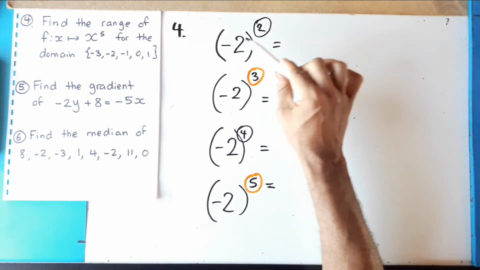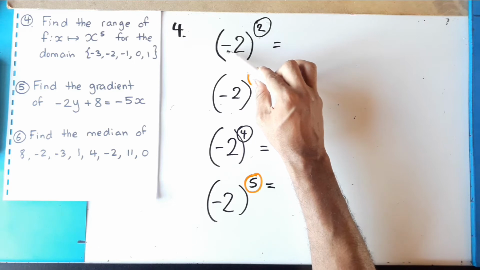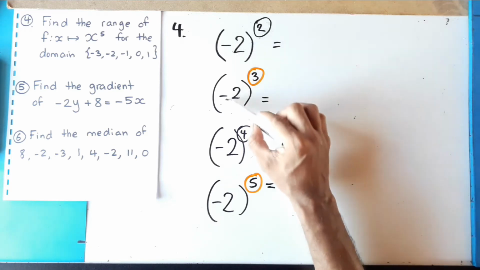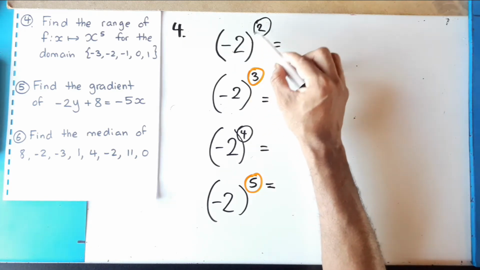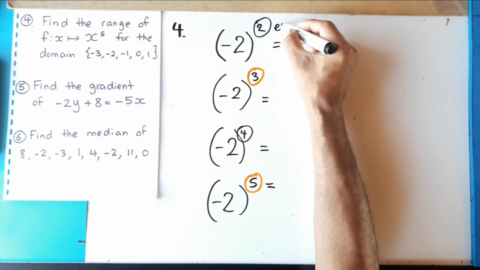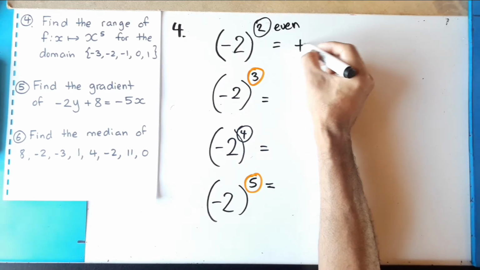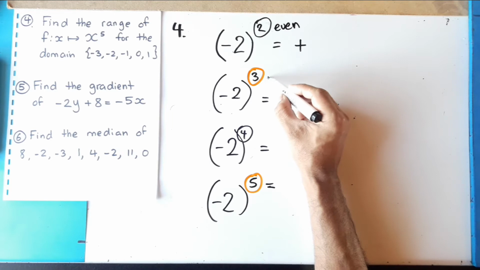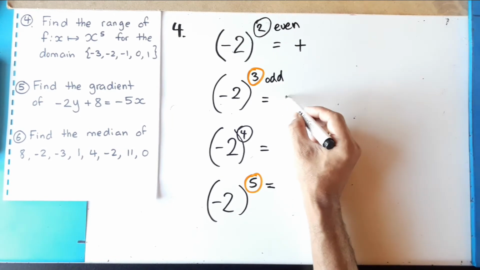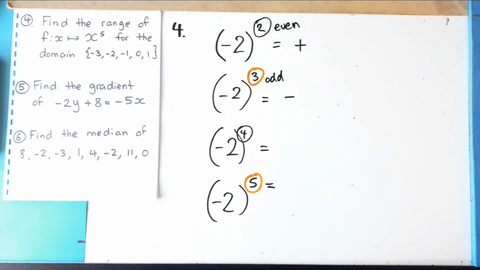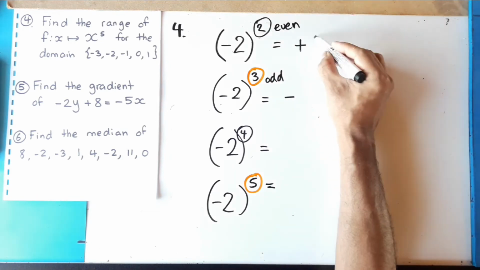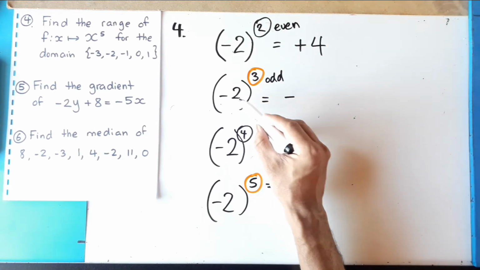Now, whenever you put in a negative number, in this case here it's -2, and you're putting it to a power, anytime the power is even, you will get a positive answer. Anytime the power is odd, you will get a negative answer. So 2 squared is positive 4.